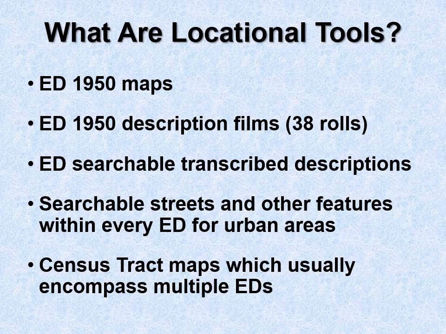So what are locational tools? They could be 1950 ED maps or description films of the EDs. There are 38 rolls. Those films have been transcribed, so that's another resource. We, at the One-Step site, also have an index to searchable streets and other features within every enumeration district for urban areas in 1950. And there's also census tract maps, which usually encompass multiple EDs. We're going to look at all of these in this video.